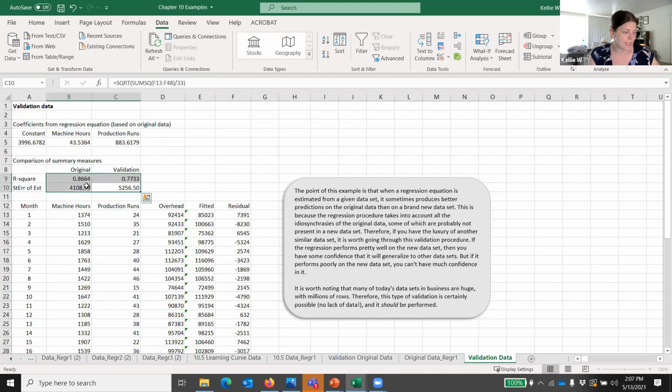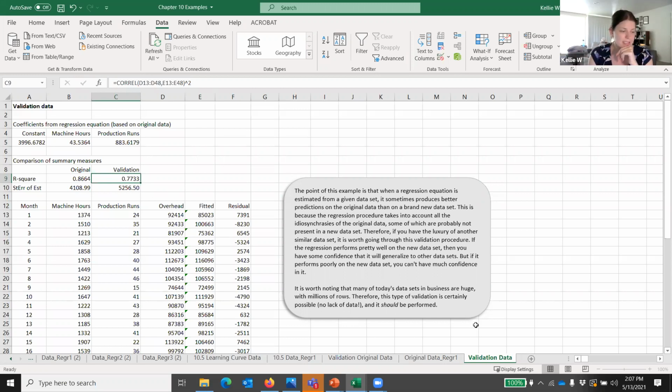So we can use that correlation function and compare them. So you can see it's not as good. There's a higher standard error and a lower R squared, but this is still a pretty decent R squared. So we can feel pretty confident that we can generalize our regression equation from the original plant data to other plants. If this R squared was really poor, then we would not have the same confidence that we could generalize the data. It would be specific to that plant. We wouldn't be able to apply it to other plants.